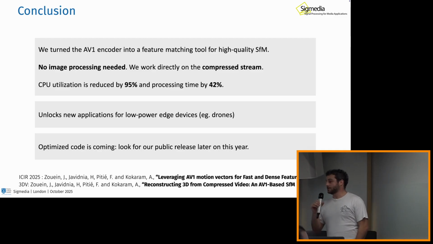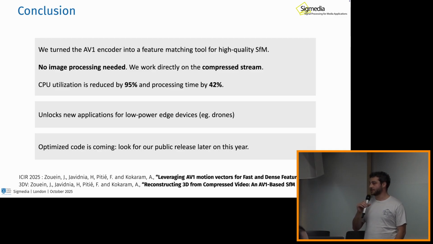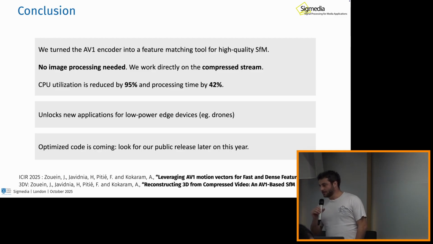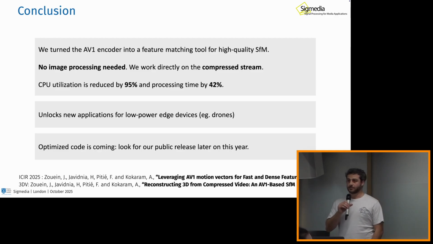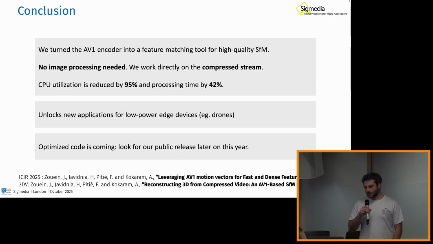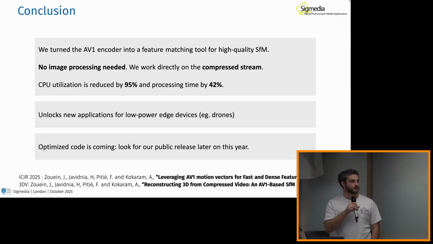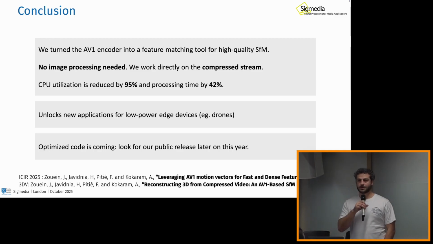So we actually did turn AV1 into a feature matching tool for high quality structure from motion. The really important thing is that there's no image processing needed. So it's faster, it's cheaper, it's better, it's amazing. It unlocks new applications for edge devices computing. We are currently trying to put that on a small drone. It comes with other issues, so it's not strictly structure from motion anymore. It becomes SLAM, simultaneous localization and mapping, so it comes with other problems.